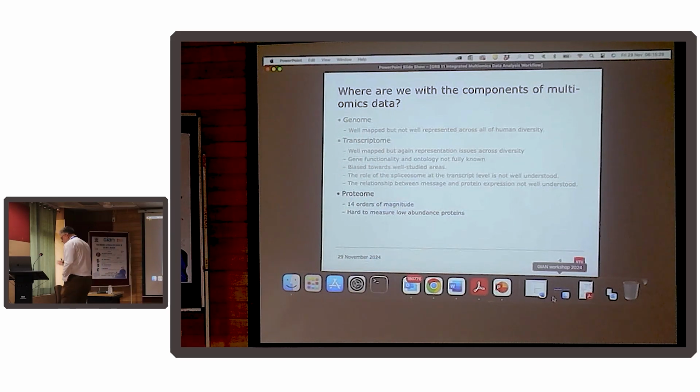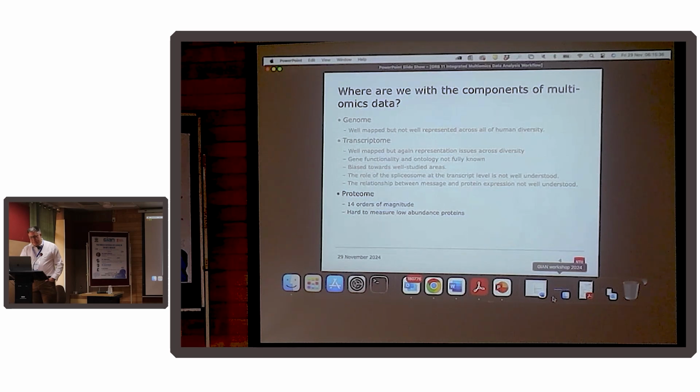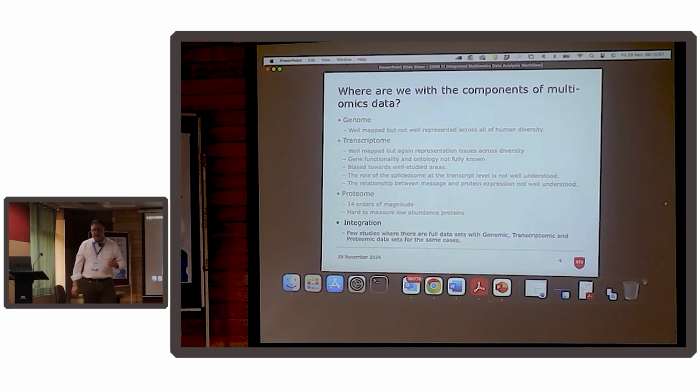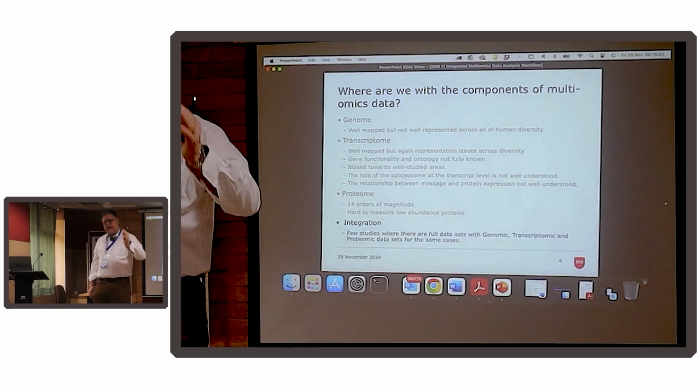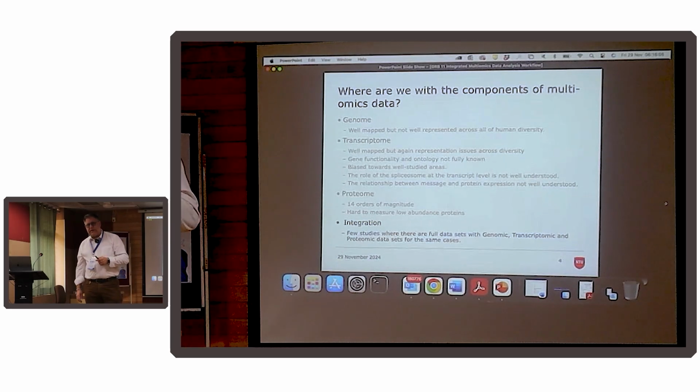So through building libraries, we can more accurately find these things, and if we know what we're looking for, we can more accurately measure them. So the coverage of the proteome will increase. As I said before, there are few studies where there's full data, where we have genomic, transcriptomic and proteomic data sets complete. There were some in TCGA, there were some lung cancer data sets where we have DNA sequencing, we have RNA sequencing, and we have proteomic data.